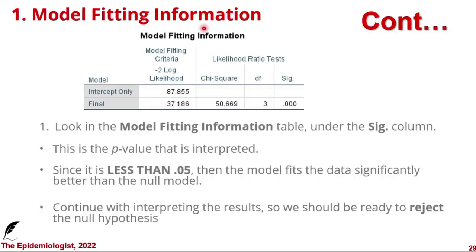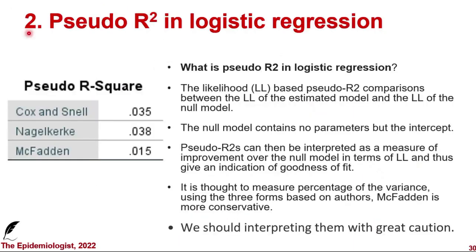First, the model fitting information. Look in the Model Fitting Information table under the significance column. This is the p-value that is interpreted. Since the p-value is less than 0.05, the model fits the data significantly better than the null model. It describes well whether the model is good enough at showing a relationship. So we may be ready to reject the null hypothesis.